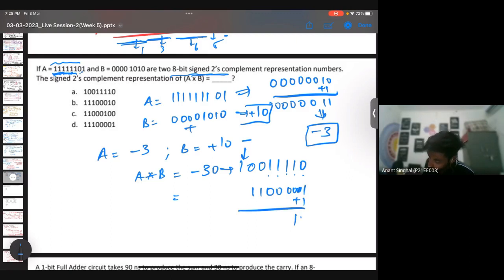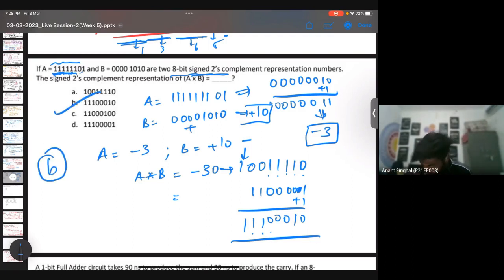So it will be 1, 0, 0, 0, 0, 1, 1 and then 1. The correct answer to this problem will be 1, 1, 1, 0, 0, 0, 1, 0, which is option B.